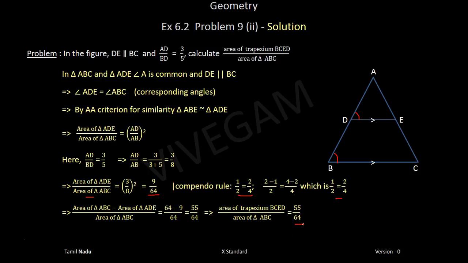Anyway, the alternate is you can take this AD/BD as 3K/5K. So if AD is 3K and this is 5K, the ratio is 3:5. That's the important thing, right? So what will be AB? AB will be 3K plus 5K, that will be 8K, right? So AD/AB will be 3K/8K. That way we can calculate. Then calculate the area of triangle ADE, then the area of triangle ABC. Subtract it, and you'll get the area of the trapezium BCED. Right? That way also you can do it.